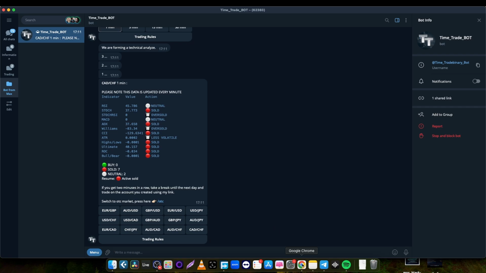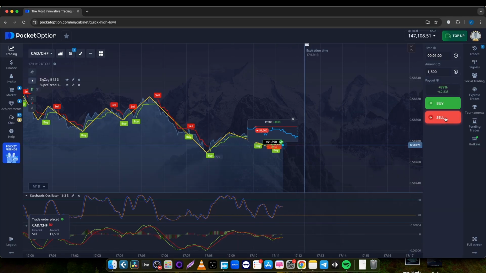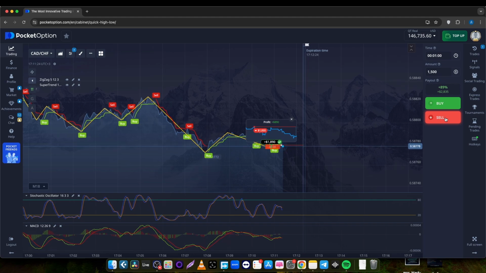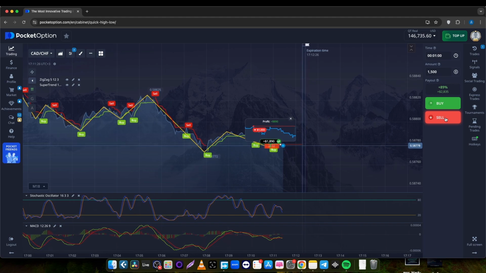Well, if you don't have enough experience yet, you can trade using artificial intelligence. If you interpret the signals from the bot correctly, the price movement will be more predictable and understandable.